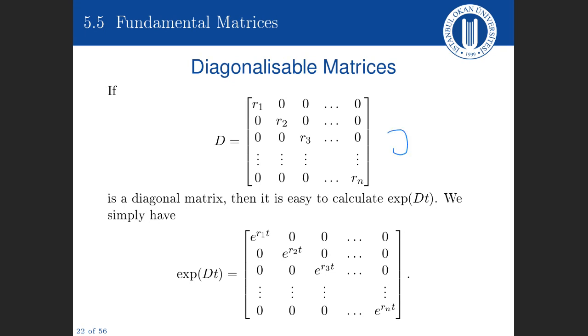Because D to the power m, say, is just r1 to the power m, 0, 0, r2 to the power m, etc., etc. We also have the same idea for the exponential function of Dt. It's e to the power r1t, e to the power r2t, e to the power r3t, etc. down the main diagonal, and every other number is zero.